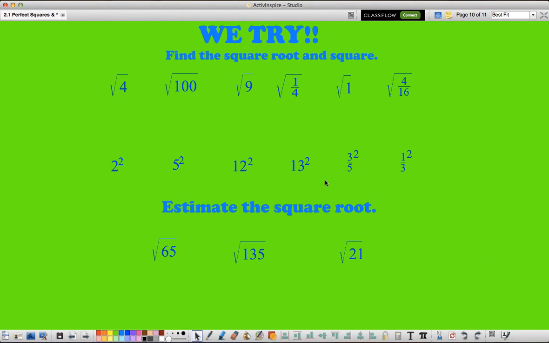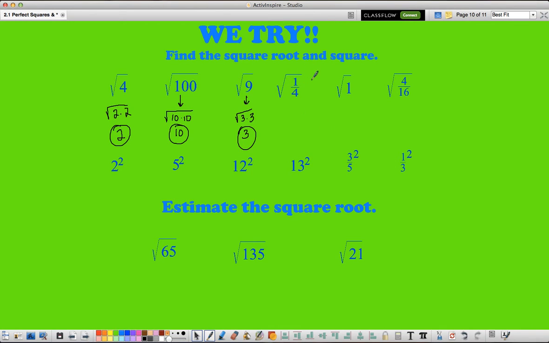Don't worry, we'll get some practice with these. So let's go through and try some examples. So the square root of 4, I know that 2 times 2 gives me 4, so the square root of 4 has to be 2. I know that 10 times 10 gives me 100, so the square root of 100 is 10. I know that 3 times 3 is 9, so the square root of 9 is 3.